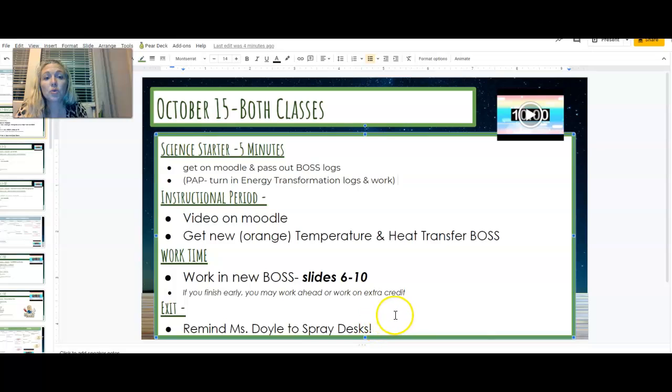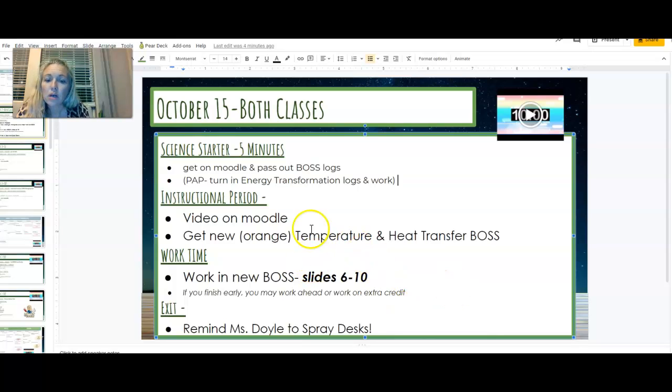Also, make sure that my timekeepers are watching the clock and helping Ms. Doyle to remember that about 5 to 7 minutes before the bell, you guys are starting to pack up so that you can get those desks sprayed and be walking out the door about a minute before the bell.